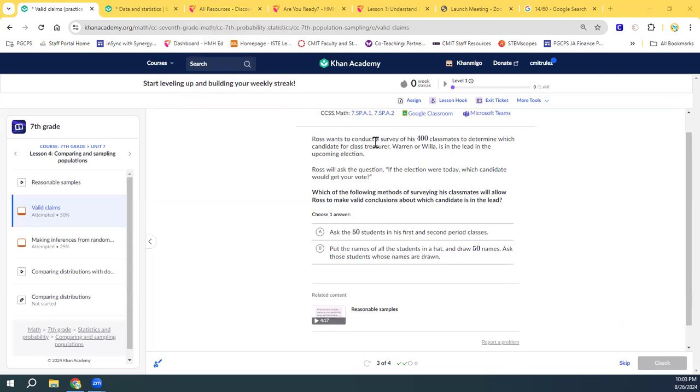Ross wants to conduct a survey of 400 classmates to determine, and I hope you're writing all these problems down, which candidate for class treasurer, Warren or Willa, is in the lead in the upcoming election. Ross will ask the question, if the election were today, which candidate would get your vote? Which of the following methods of surveying his classmates will allow Ross to make a valid conclusion about which candidate is in the lead?